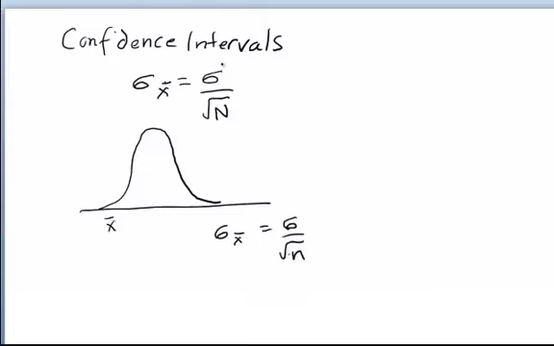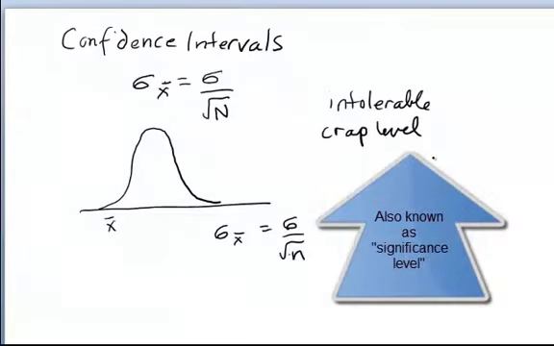Let's say we wanted to know our intolerable crap level. We'll call that intolerable crap level alpha. And alpha we probably want to be pretty small. 5% is usually a good number. 1% might even be better.